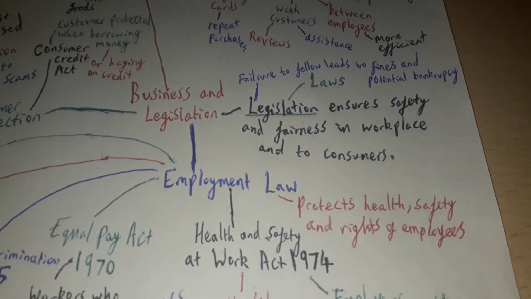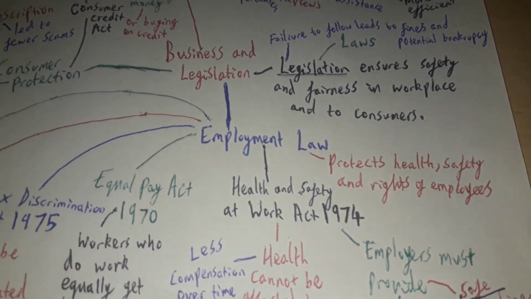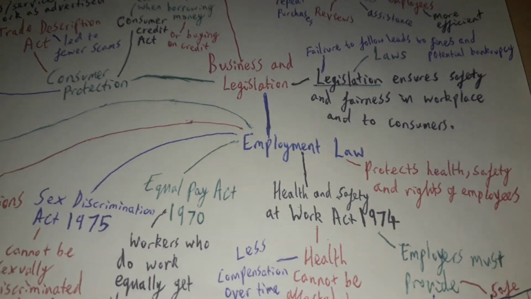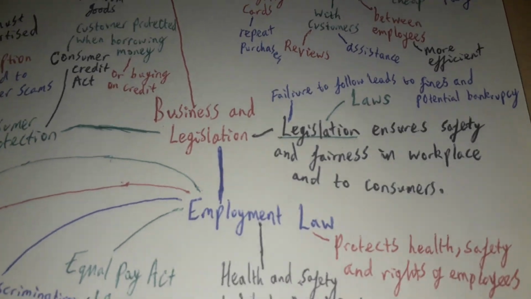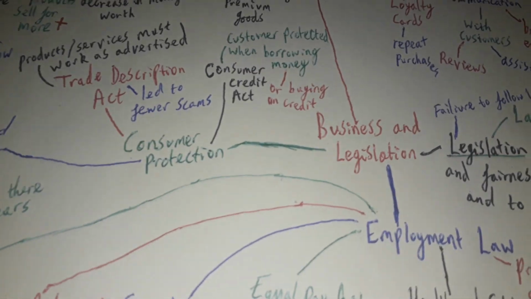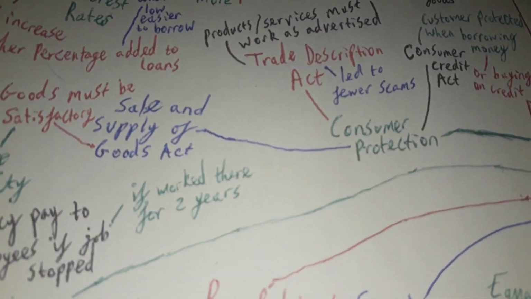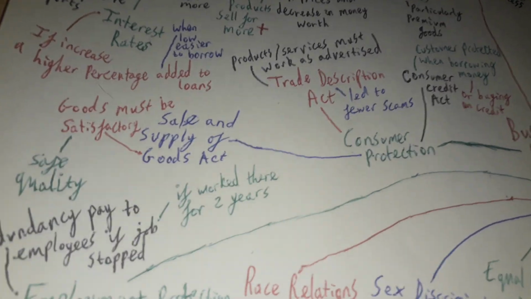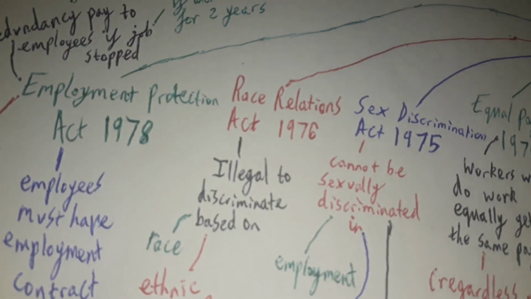So far, this legislation is making the business pay more, but it's also making it better for employees mostly. Well, yeah. And next, there's consumer protection. So there's also laws about consumer protection. So let's start off with the Sale and Supply of Goods Act. So this means that goods must be satisfactory.